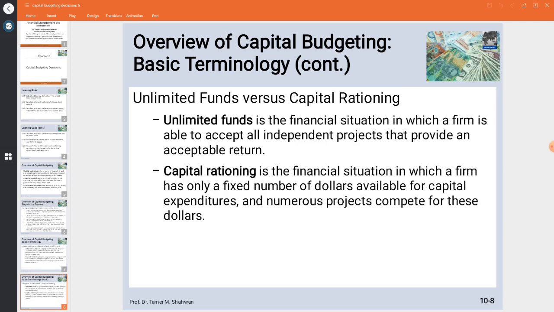For example, if you are facing projects A and B, however you don't have enough funds that enable you to accept all of the projects, in this case you must choose the most profitable project, because you are in a capital rationing situation.